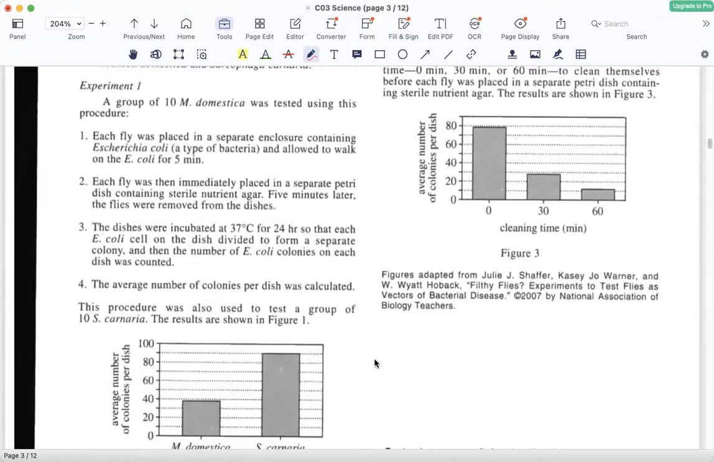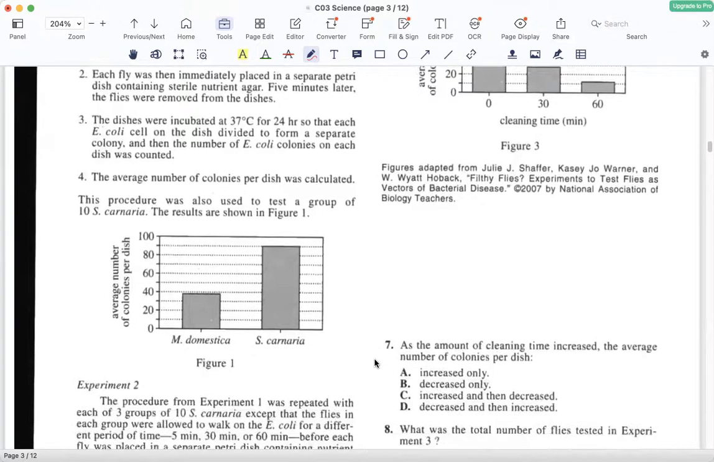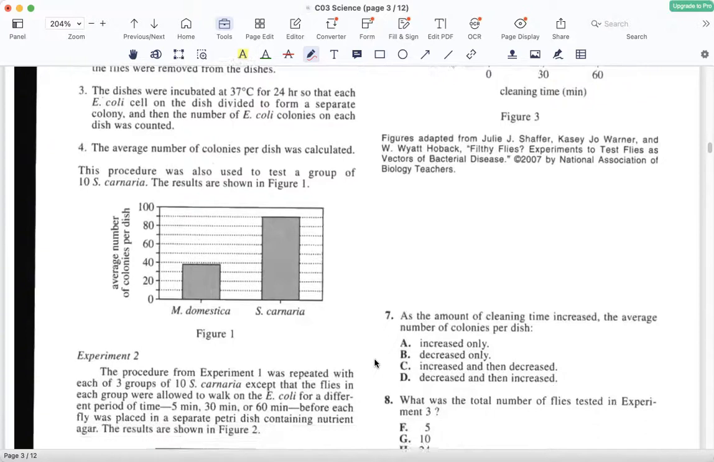5 minutes later, the flies were removed from the dishes. The dishes were incubated at 37 degrees centigrade for 24 hours so that each E. coli cell on the dish divided to form a separate colony, and then the number of colonies was counted. The average number of colonies per dish was calculated. This procedure was also used to test a group of 10 S. carnaria, and the results were shown here.